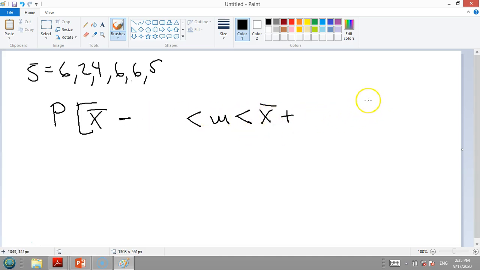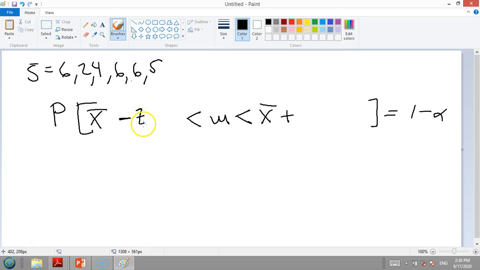And this has to equal 1 minus alpha, depending on what I want this probability to be. I want it to be high. I want it to be like a 95% probability that mu is between some 2 numbers, right? Or give me this interval. And then in particular, this is like this. This is the cutoff point.